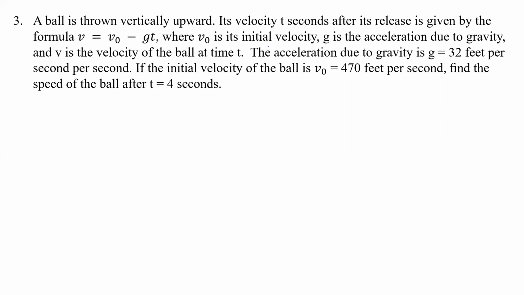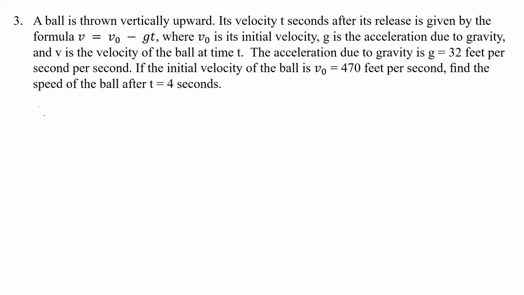Well, v naught is the initial velocity, g is the acceleration due to gravity, and v is the velocity of the ball at time t. So we know that time t, gravity, and initial velocity, and then that's the final velocity. So it says the acceleration due to gravity is 32 feet per second squared. Now, if the initial velocity of the ball is v naught equals 470 feet per second, find the speed of the ball after 4 seconds.